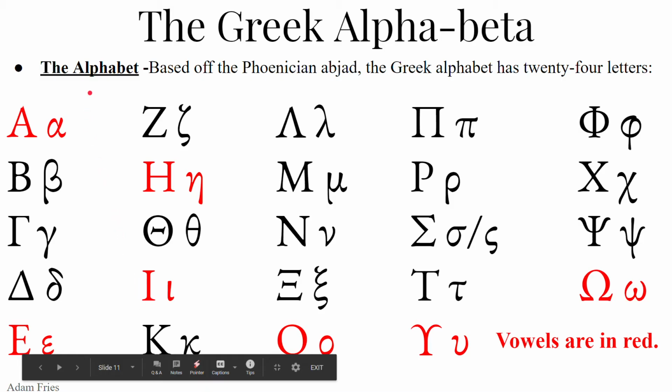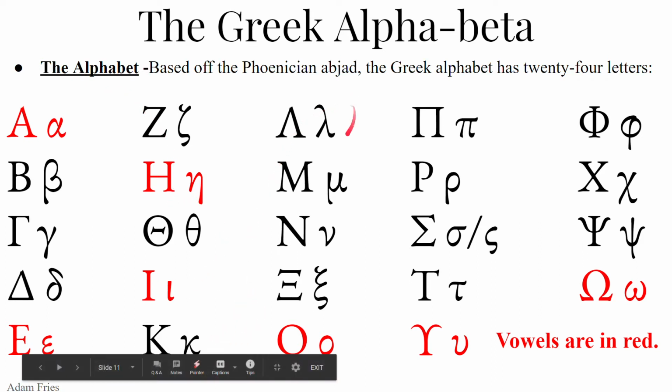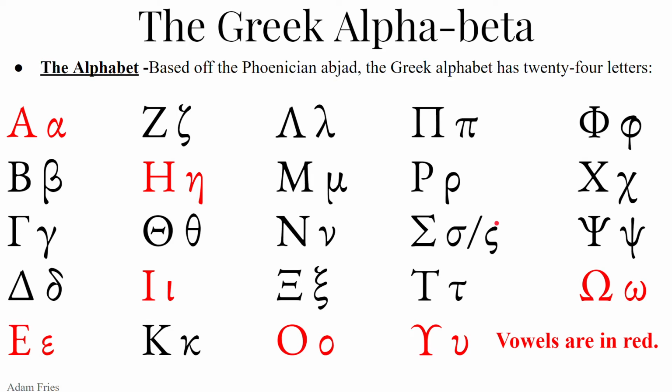First, let's begin by reviewing the alphabeta. Go ahead and think of your little song. If you don't have your own little song, you can use this one. Alpha, beta, gamma, delta, epsilon, zeta, eta, theta, iota, kappa, lambda, mu, nu, xi, omicron, pi, rho, sigma, tau, upsilon, phi, chi, psi, omega. So that stupid little song could help you.